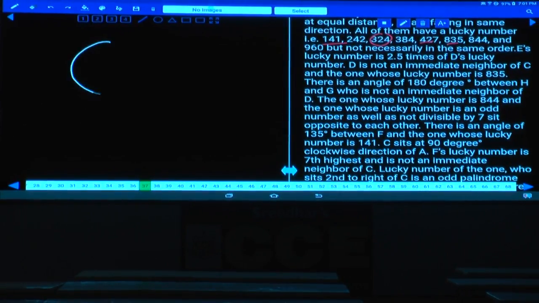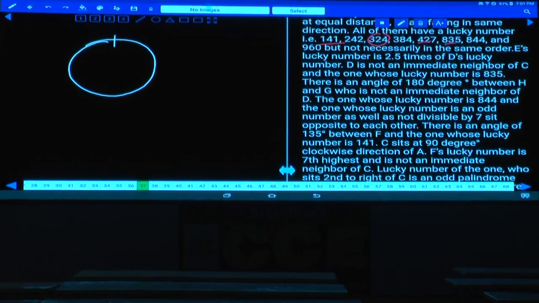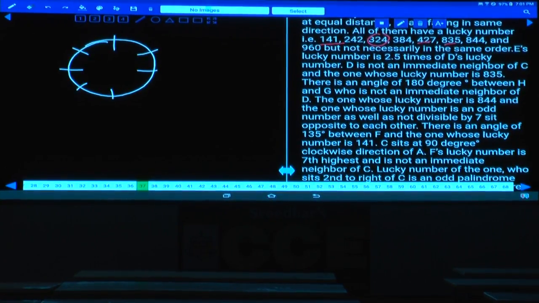Now 8 persons are there. These 8 persons are seated around a circular table, and E's lucky number is 2.5 times of D's lucky number. And so what is the value of D? D is 384. And what about E? E is 96. Now we have fixed these 2 numbers.